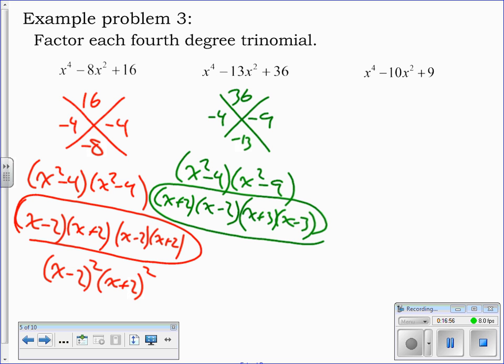This will not always happen with everything, but these ones are designed to have that happen. Sometimes you can't factor the next one. If this wasn't a perfect square, let's say this was x squared minus 5, I'd be done. Let's say this is x squared plus 4, I'd be done. But because it's a perfect square minus a perfect square, I can go that next step. You should always check to see, can I go that next step? Sometimes you can't, sometimes you can.